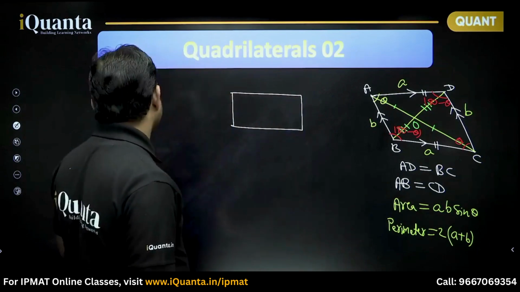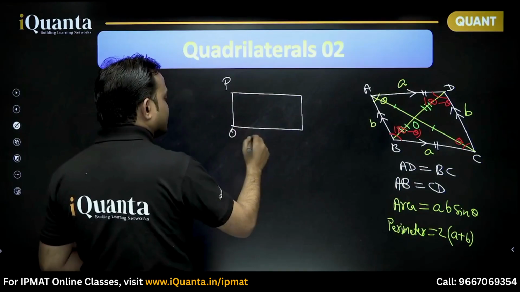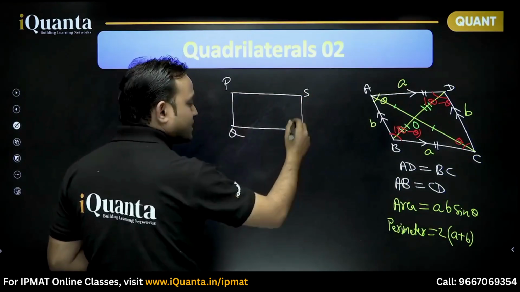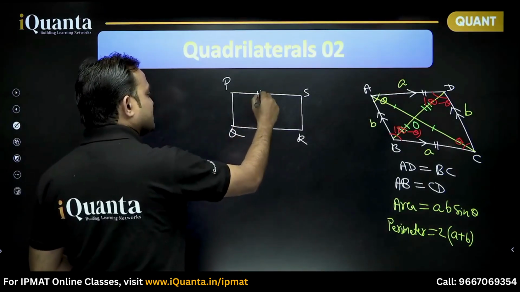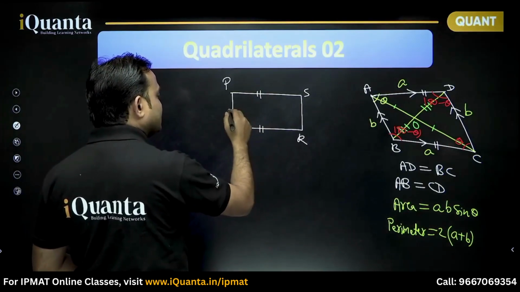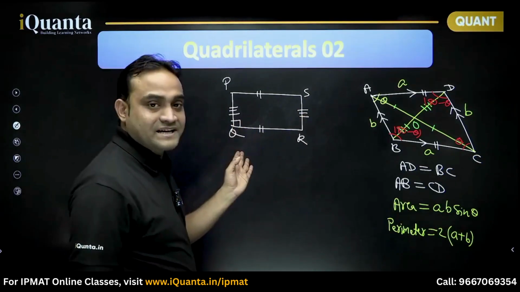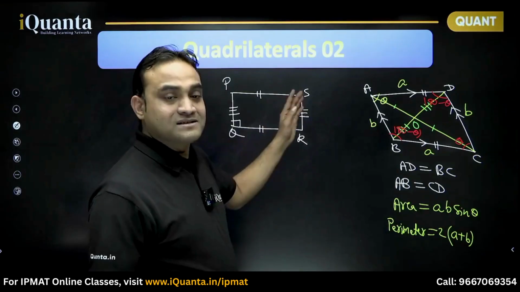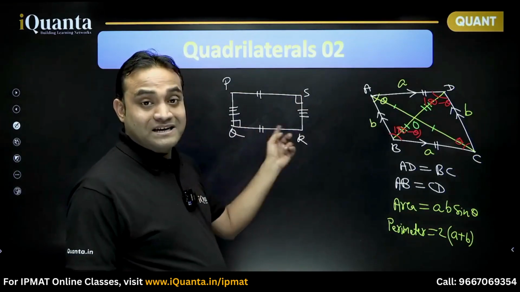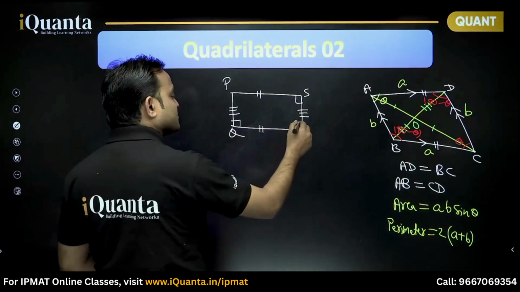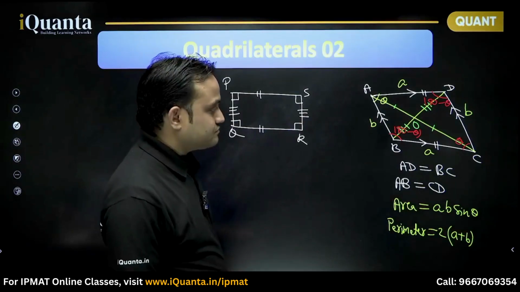Now in case of a rectangle, PQRS is a parallelogram. It will be a rectangle if one of the interior angles is equal to 90 degrees. If one is 90 degrees, then opposite angles are equal, so this will also be 90 degrees. And the sum of adjacent angles is 180 degrees, so this will also be 90 degrees. Hence, all the angles are 90 degrees.